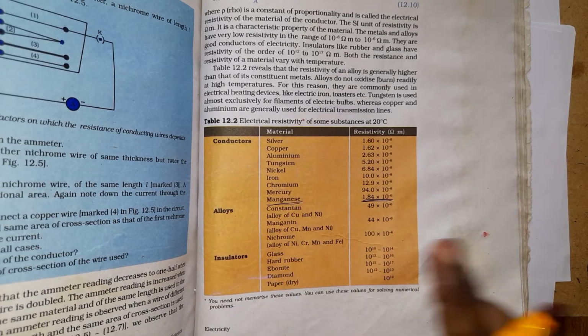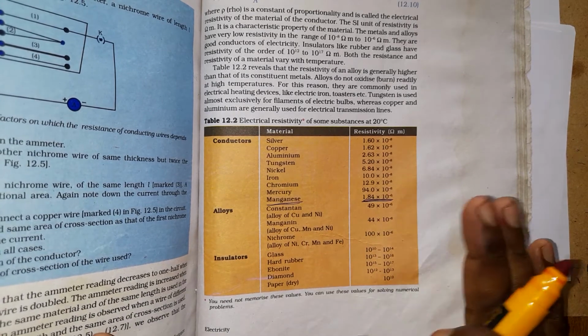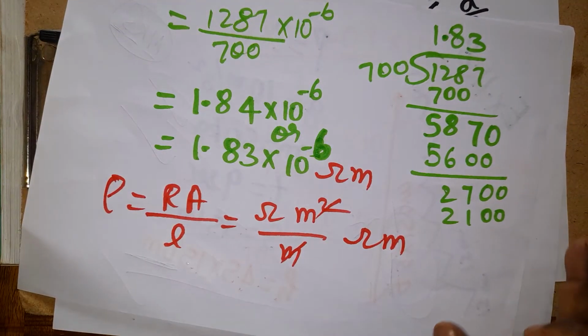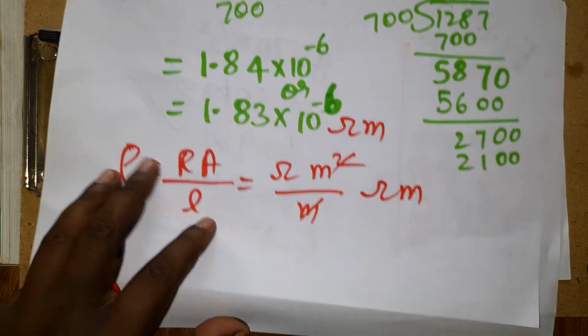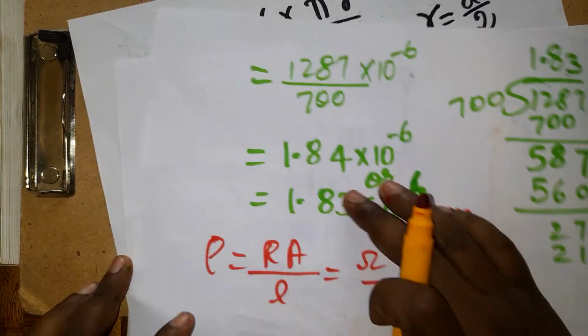Manganese. Okay, this is an example. You can refer to the tabular column and give the answer. Next one, it is an example, 11th chapter, 5th problem we are going to learn. It's a very simple problem.